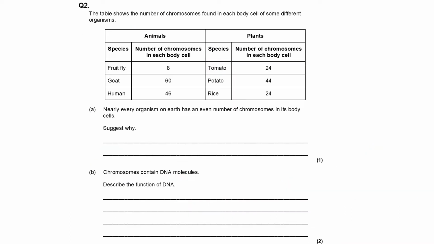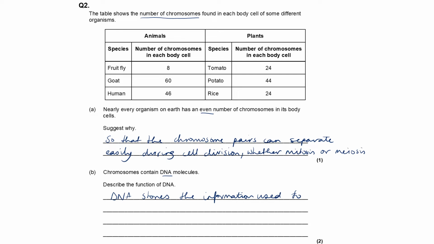Question 2. The table shows the number of chromosomes found in each body cell. So a body cell is a somatic cell. It's diploid, of some different organisms. Part A: nearly every organism on Earth has an even number of chromosomes in its body cells. Suggest why. Again, it's just a recall of a basic bit of information. And I've said so that the chromosome pairs can separate easily during cell division, whether mitosis or meiosis.